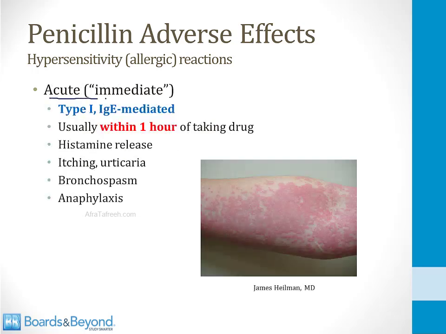Penicillin can cause an acute or immediate hypersensitivity reaction. This is a type 1 IgE-mediated hypersensitivity reaction. It usually occurs within 1 hour of taking the drug in a susceptible patient. The drug leads to histamine release, which can cause itching and urticaria. This is a picture of urticaria or hives shown on the screen here. In addition, this can lead to bronchospasm and anaphylactic shock and can potentially be life-threatening. Luckily, this complication of penicillin therapy is very rare.